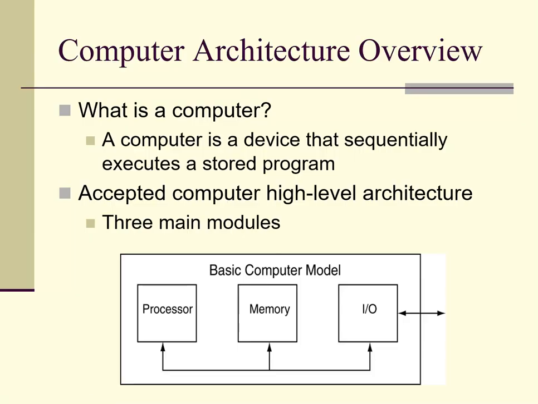So the computer is a device that sequentially executes a stored program. This is the accepted high-level diagram of a computer, and this is something you need to know. Essentially, there's a processor in there, which is the brains. There's memory in there, which holds the program you're executing, remember, that's a stored program, and the data. And then I need to talk to it. The idea here is that's the data coming in and out of this thing, and that's why there are these arrows.